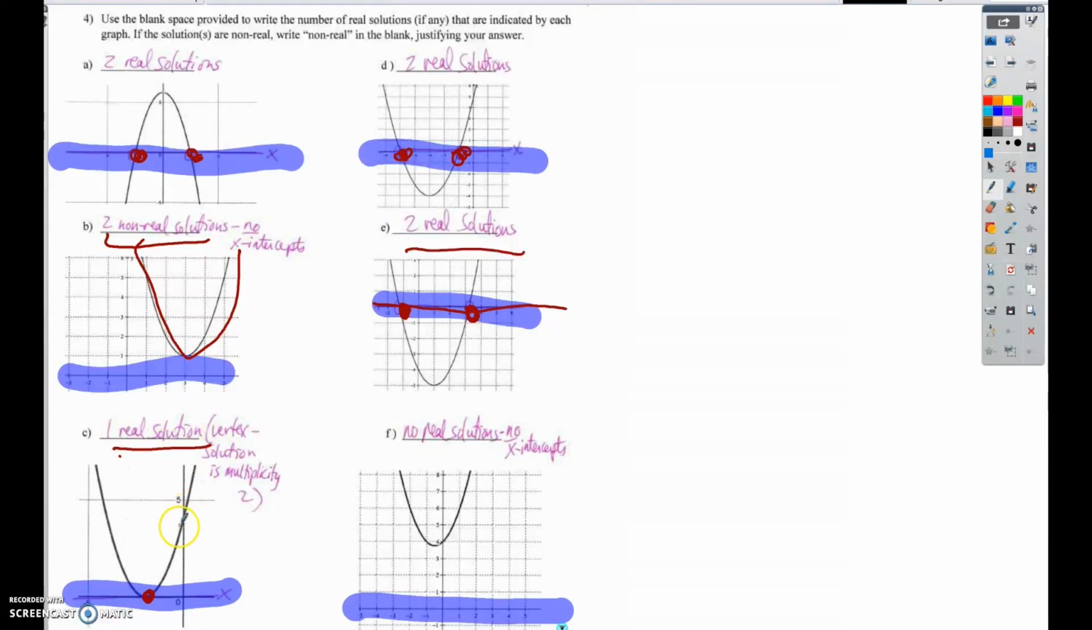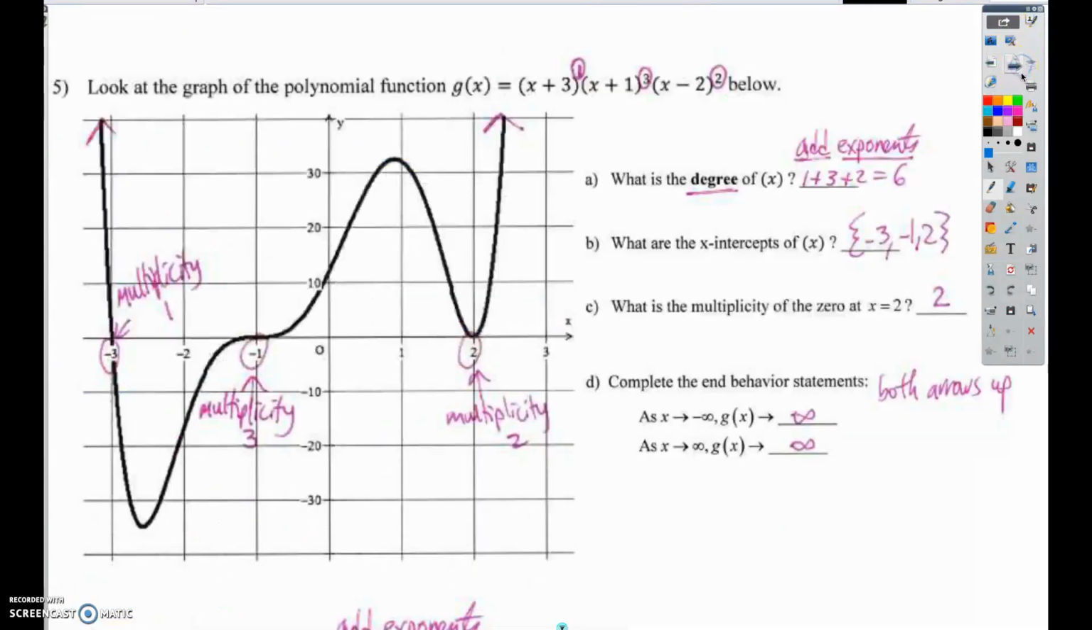One real solution, but if you remember when I have a touch and turn, the multiplicity is 2. So that solution, and it looks like it's negative 2, is going to appear 2 times. So it's really two solutions or multiplicity of 2 for one real solution. In letter F, again, this quadratic does not hit the x-axis, so there are no real solutions.